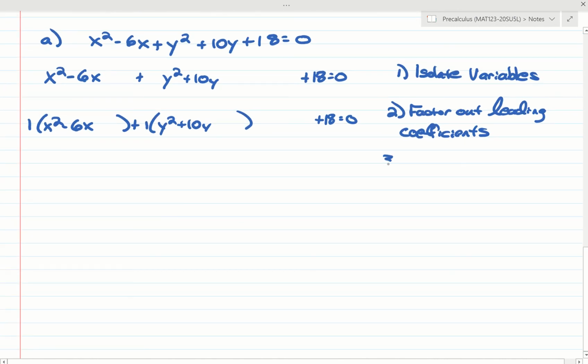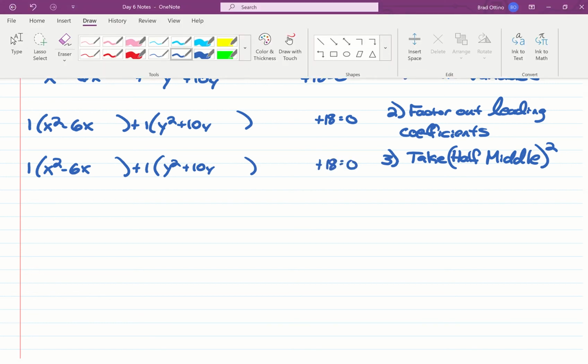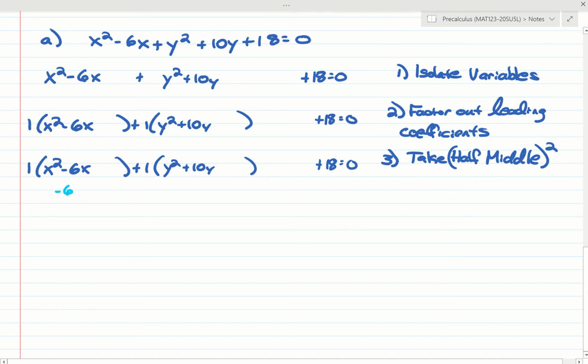Now the third step was the most important. This is where we take half the middle, and then we're going to square it. So set it up. Negative 6 divided by 2 is negative 3. Squared is 9. That's going to go here. Half of 10 is 5. 5 squared is 25. That goes here.